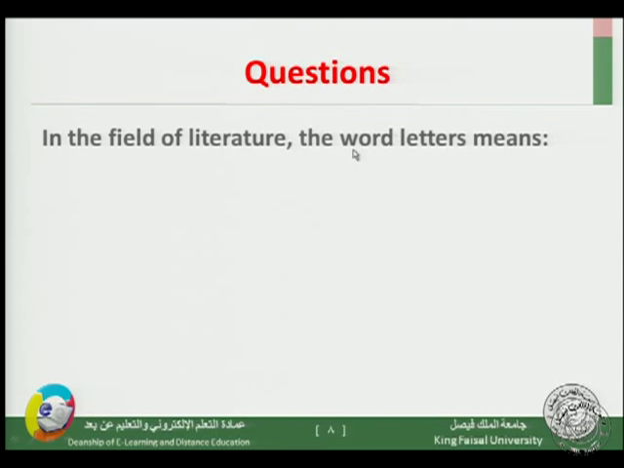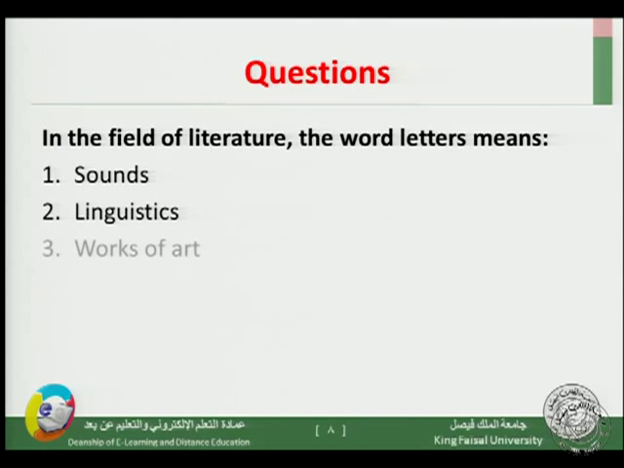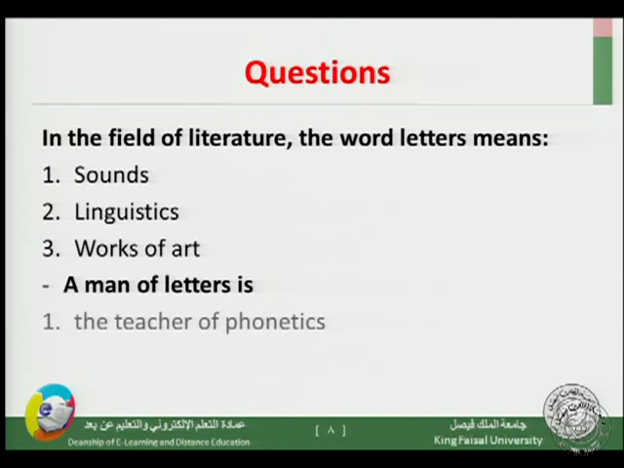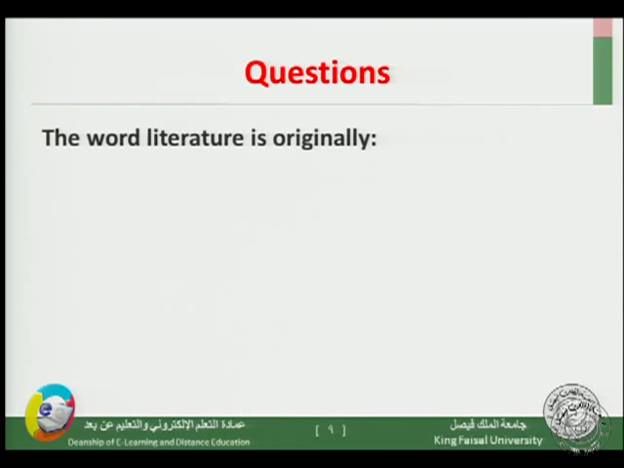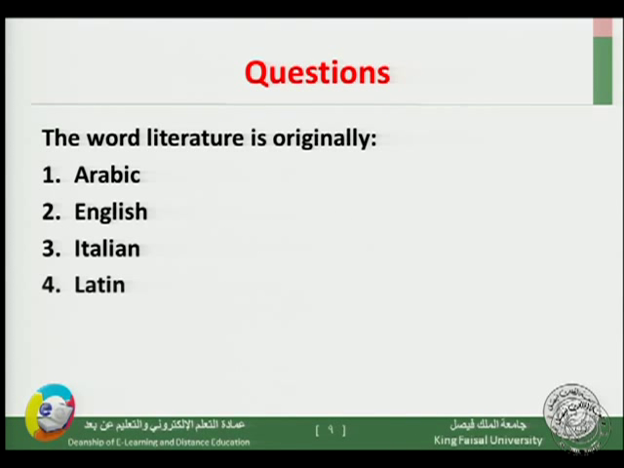And then a question. In the field of literature, the word letters means what? Sounds, linguistics, works of art. Works of art, indeed. So works of art is the answer. A man of letters is the teacher of phonetics, the one who sells letters, an author or writer of creative works. The last answer is correct. Question also, the word literature is originally, is it Arabic or English or Italian or Latin? It's Latin.